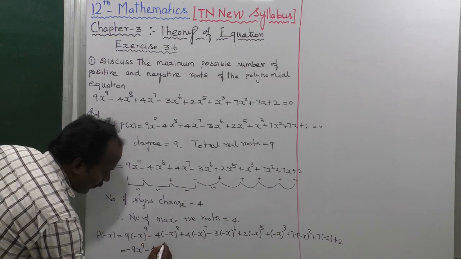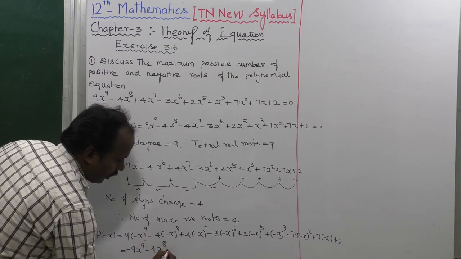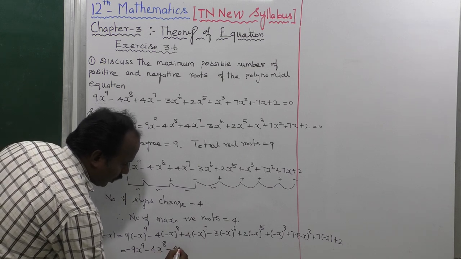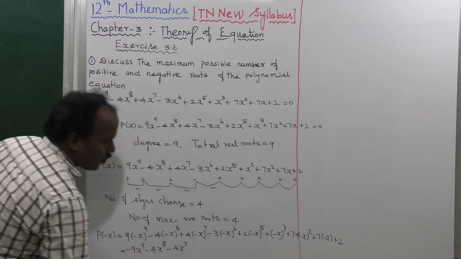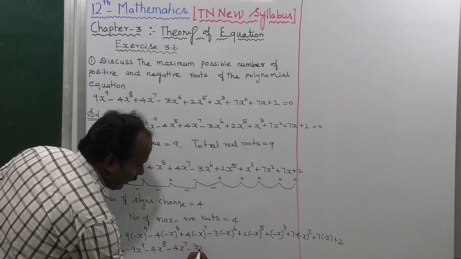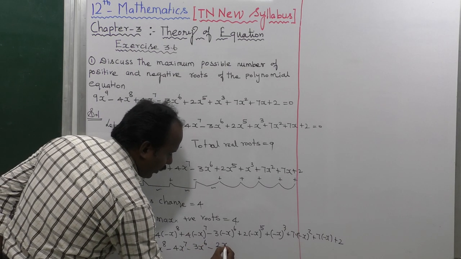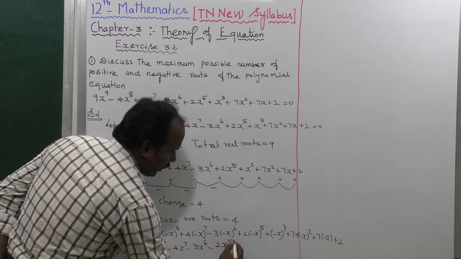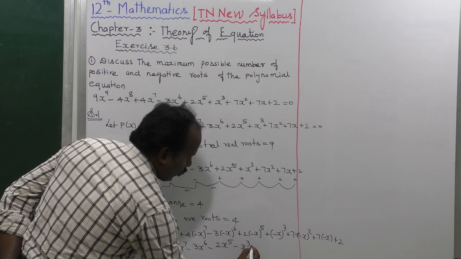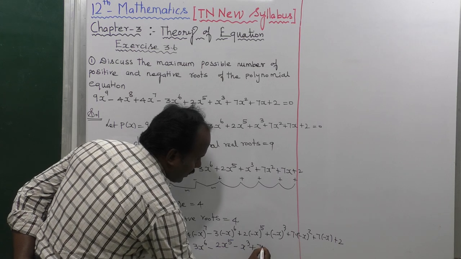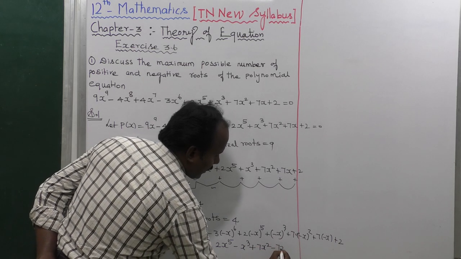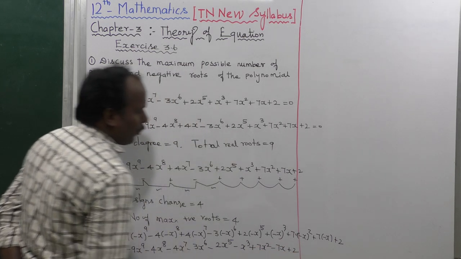Next, -4x^7, next -3x^6, next -2x^5, next -x^3, next +7x^2, -7x, +2.